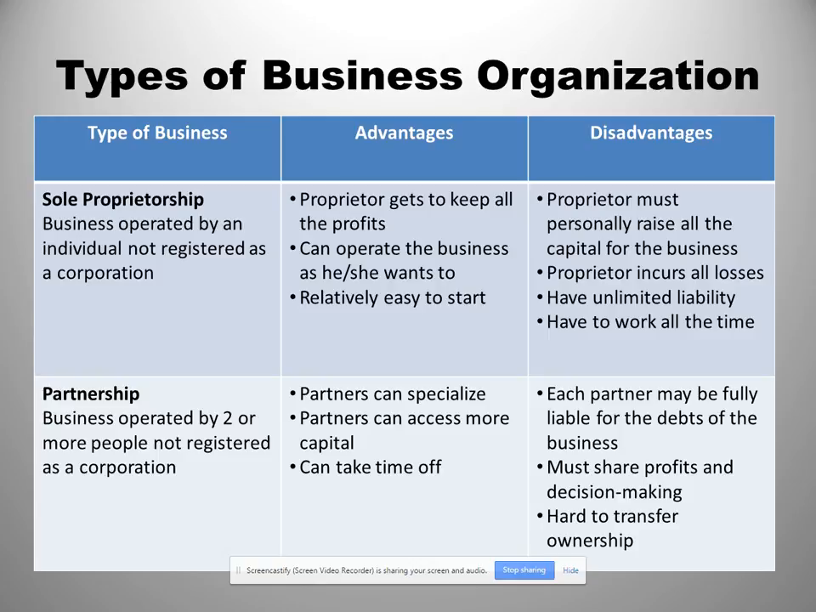A partnership. Why would people do that? Well, they can specialize. One partner would be great at marketing. Let's say it's a plumbing firm. One would be great at marketing and getting new clients, but the other is good at actually doing the plumbing. They can specialize. They can access more capital. Two people can raise more money, and they can take a vacation occasionally. Disadvantages. Each partner may be fully liable for the debts of the business.